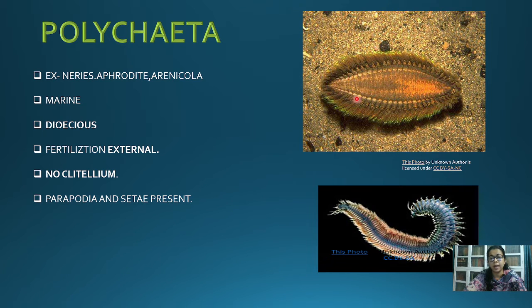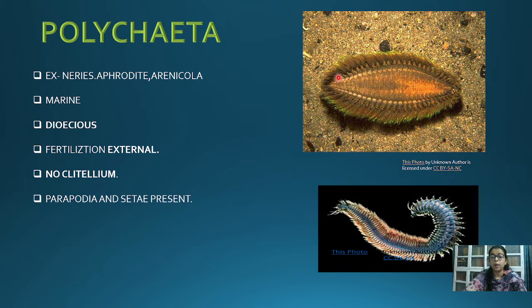Moving to each part in detail, Polychaeta example is Nereis, as you have seen in the diagram, as well as Aphrodite. This is the diagram of Aphrodite. Sometimes the names of examples will be given, and it will be asked which phylum they belong to. That is why the examples are very important. They are exclusively marine and dioecious in nature.